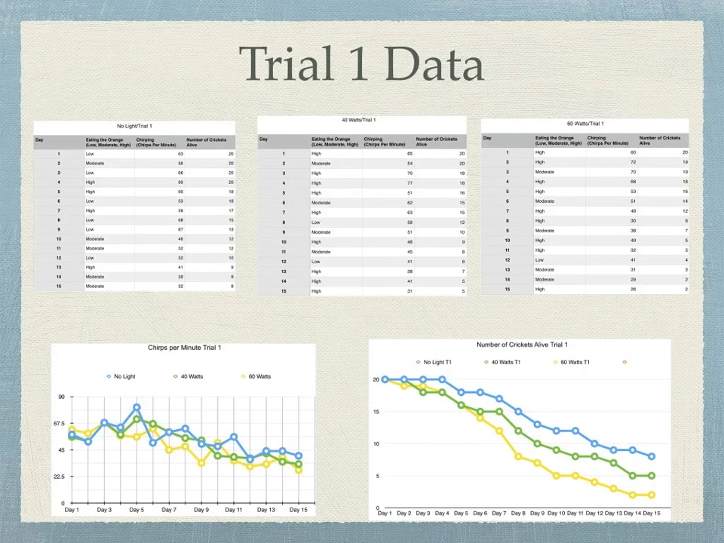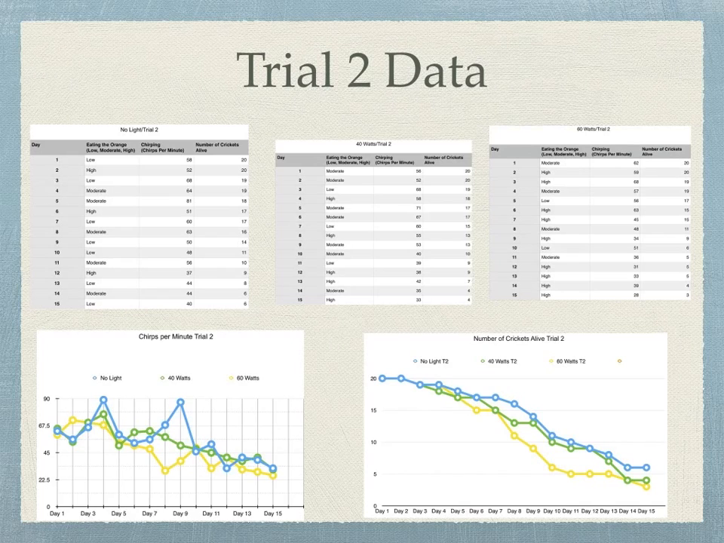And then for the 60 watts trial 1, the eating of the orange was closer to high than moderate, and the chirping was a little bit lower than the other 2, but still pretty high. And the number of crickets alive after the first day started to drop off, and they would drop off by like 2, 3, or 4 at a time. And then these graphs also show how this is expressed.